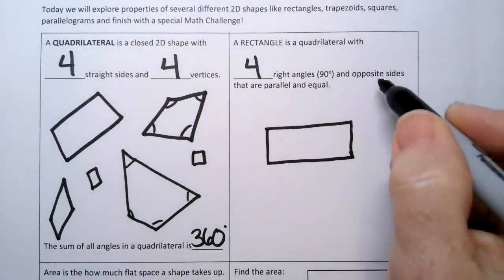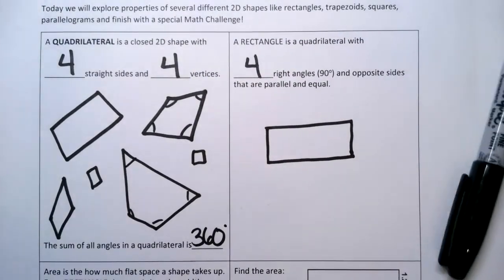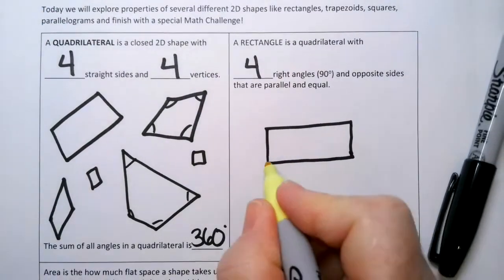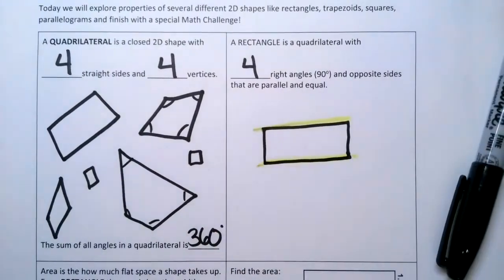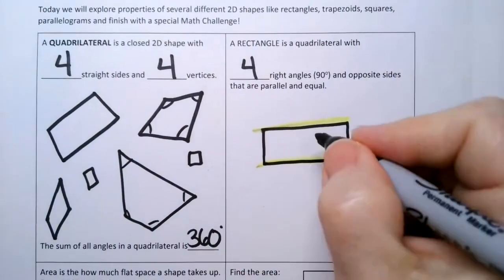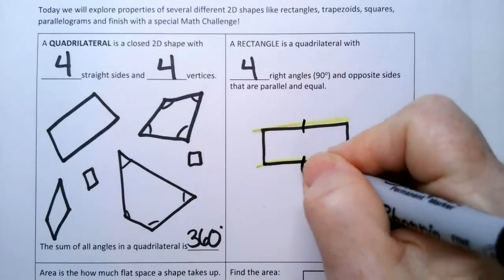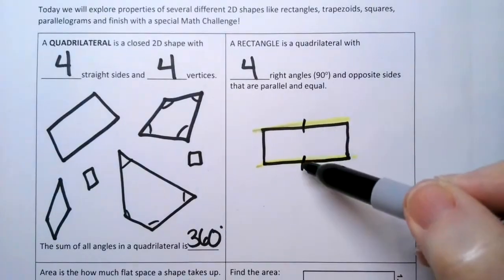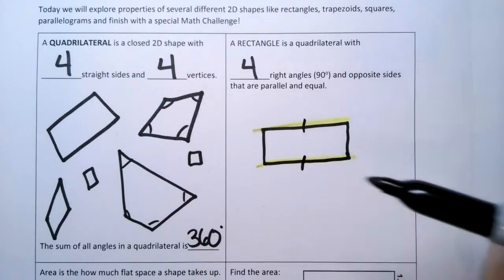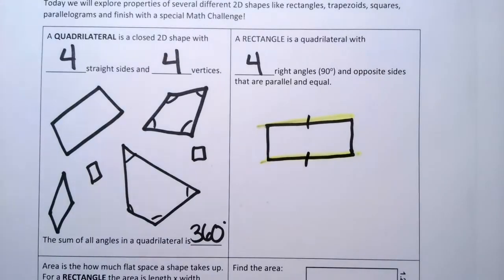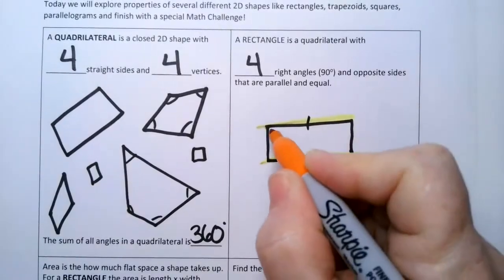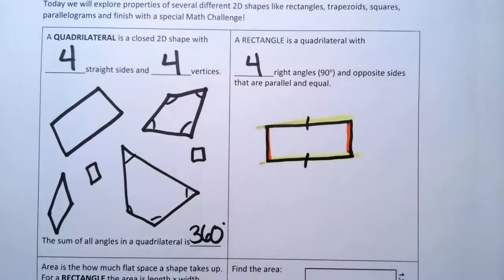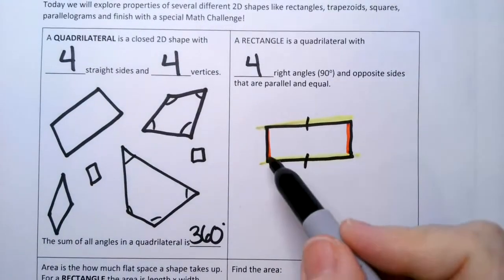It also has opposite sides that are parallel. Opposite sides. That means this side and this side are parallel, and they're also equal. So I'm going to put a tick mark. That single tick mark means any side that has a single tick mark is the same shape and the same size. All right, but it's got 2 sets. So this is one set. Here's the other set. 1, 2. Now this is not the same size.